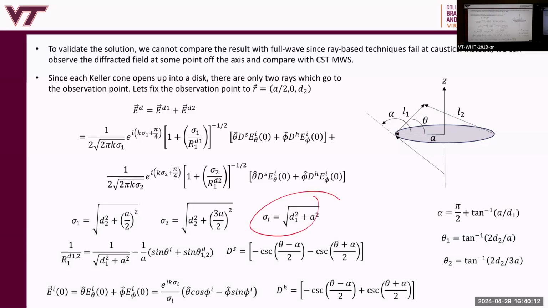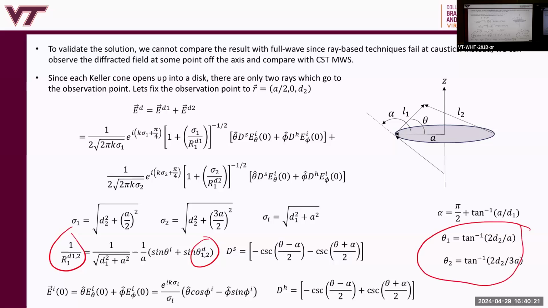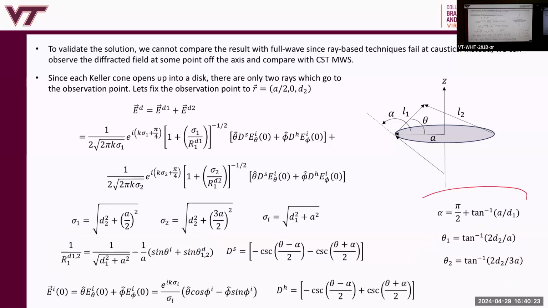Sigma incident is the same, right? And now we calculate our diffracted radii of curvature using our formula, but now we have theta 1 and 2. Theta 1 and 2 are given here. And this formula is the same as before. The incident field hasn't changed, just the observation point. And we only have hard diffraction here because in this plane, which is the xz plane, right? This is x. The xz plane, there's only theta for an x-polarized point source. So there's no phi, right?